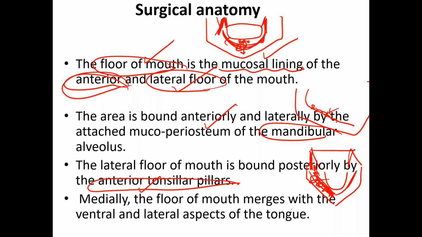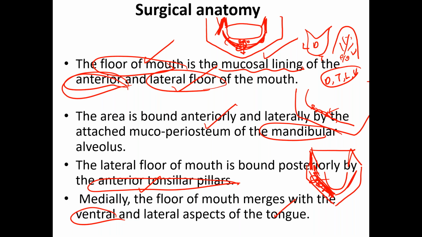Here will be the tongue. Medially, the floor of the mouth merges with the ventral and lateral aspects of the tongue. So, if you take the tongue, for example, this is the ventral part of the tongue, as you know. Here will be the opening of the submandibular and sublingual ducts. You take the dorsum of the tongue. So, what are the parts of the tongue? Dorsum, tip, lateral part, and ventral part.